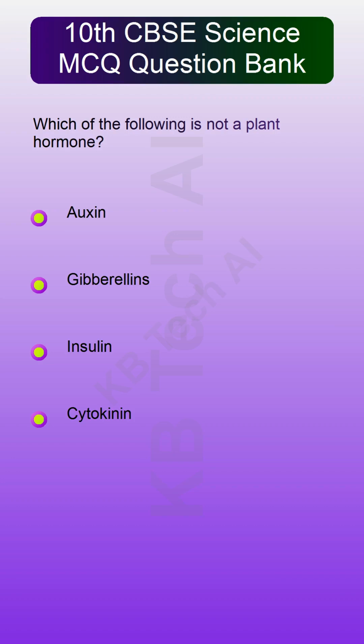Which of the following is not a plant hormone? Option 1, auxin. Option 2, gibberellins. Option 3, insulin. Option 4, cytokinin. The answer is Option 3, insulin.